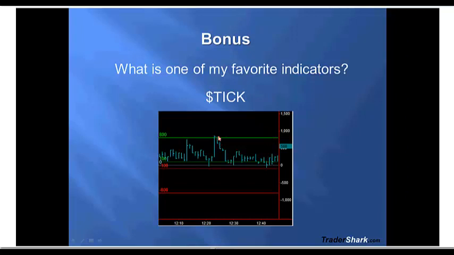So the first pop above plus 800, you would try to short the market, or you're looking for a shorting opportunity. The second time, you're looking for a reason to carry through and go with it, because now they're coming in force. Same thing to the downside. If the tick chart drops below the minus 800, the first time is an opportunity to fade the market. The second time, go with it. Pretty cool? I've got another bonus if you want, but I'm not going to go there.